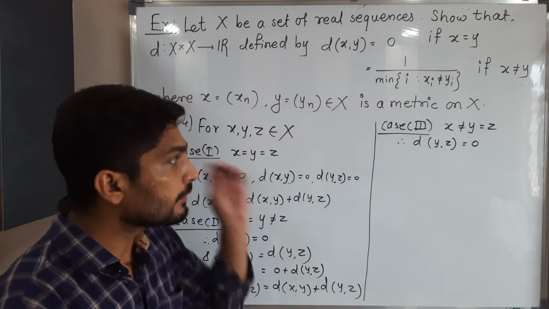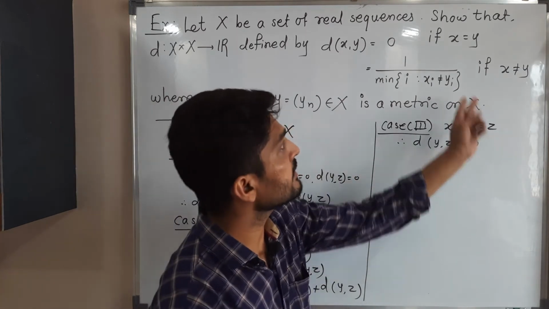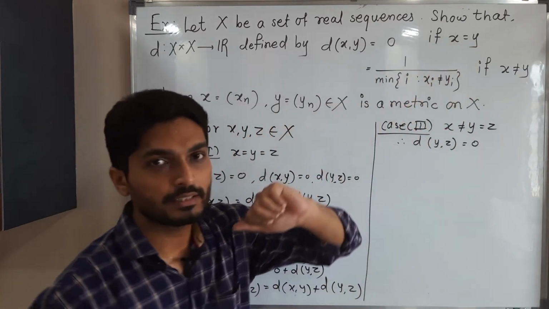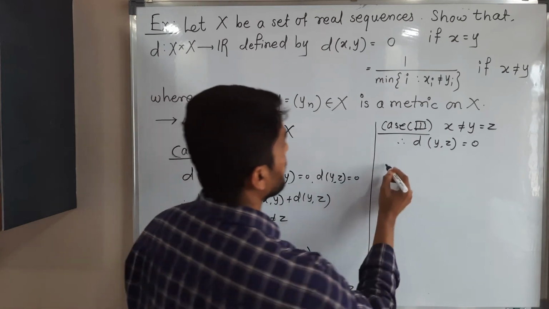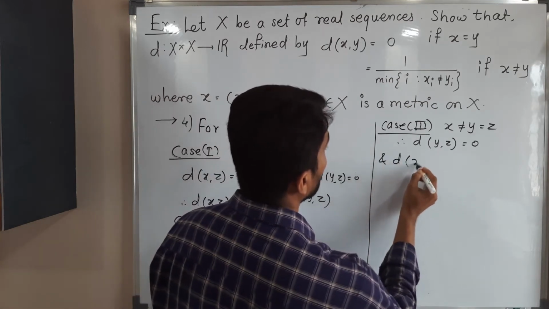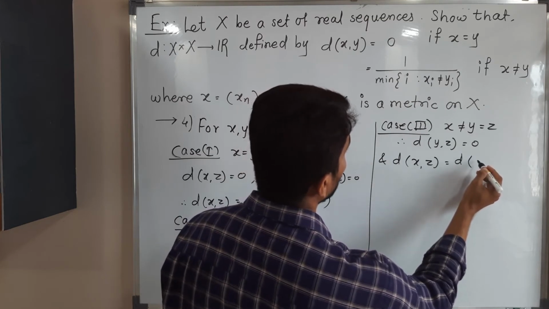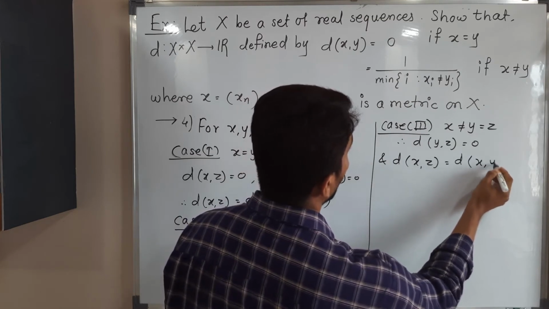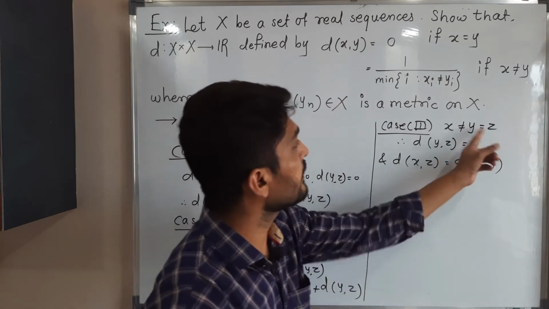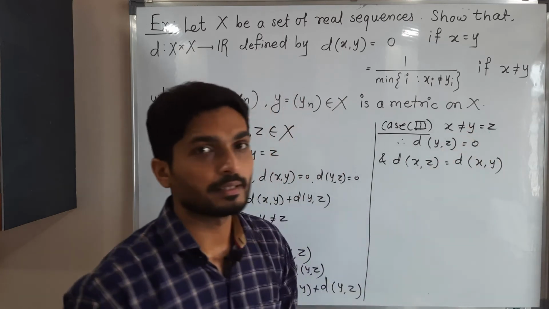d of yz is equal to 0 because these 2 elements are same, and if elements are same, the value of d is 0, correct? And d of xz is equal to d of xy, since z is same as y, so that's why I could replace z by y.